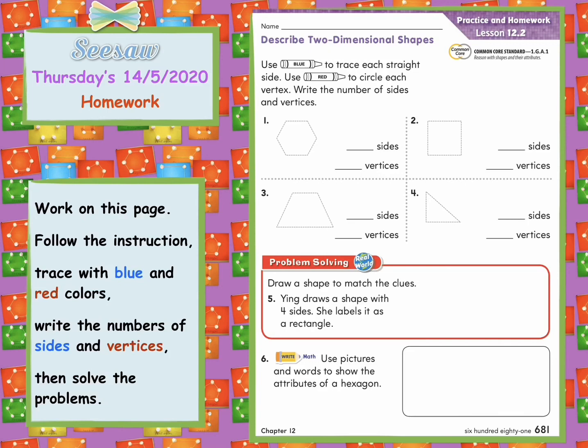Problem solving. Draw a shape to match the clues. Question 5 says, Ying draws a shape with 4 sides. She labels it as a rectangle. So, you need to draw the rectangle. Number 6. Use pictures and words to show the attributes of a hexagon. So, you need to draw the hexagon and you need to tell me how many sides and vertices does it have. Good luck, grade 1.